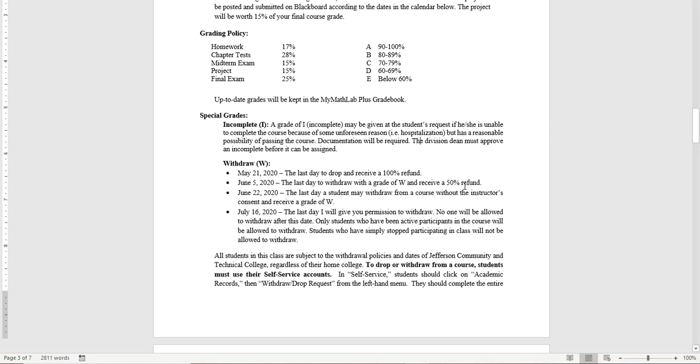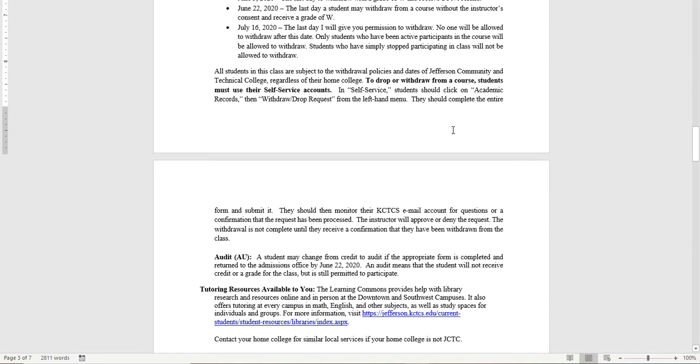June 5th is the last day that you can withdraw, receive a grade of W, and get a 50% refund for this course. June 22nd is the last day that you can withdraw without permission from me and receive a grade of W. And July 16th is the last day that I will give you permission to withdraw from this course. Please note that no one will be allowed to withdraw after this date, and only students who have been active participants in this course will be allowed to withdraw. Students who have simply stopped participating in class will not be allowed to withdraw. To withdraw from a course, please follow the directions that are listed here on the syllabus to withdraw using self-service.